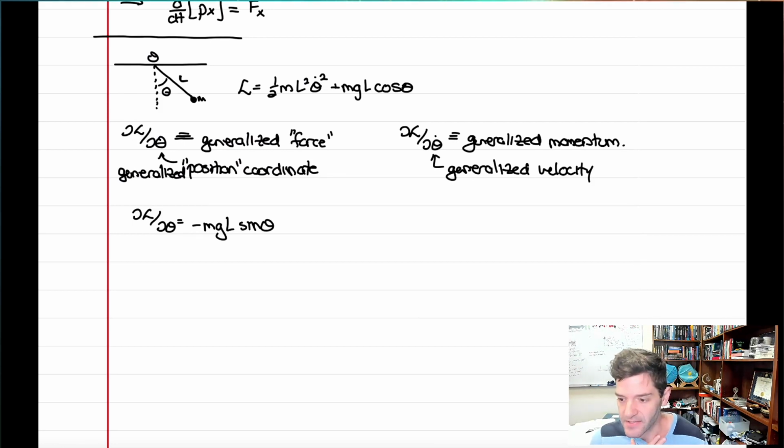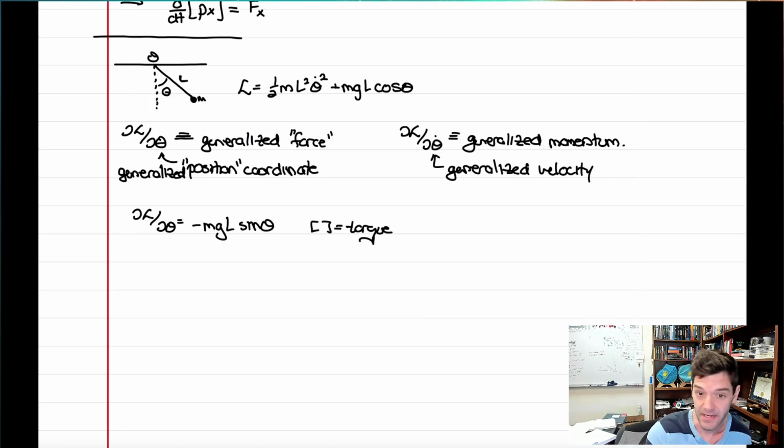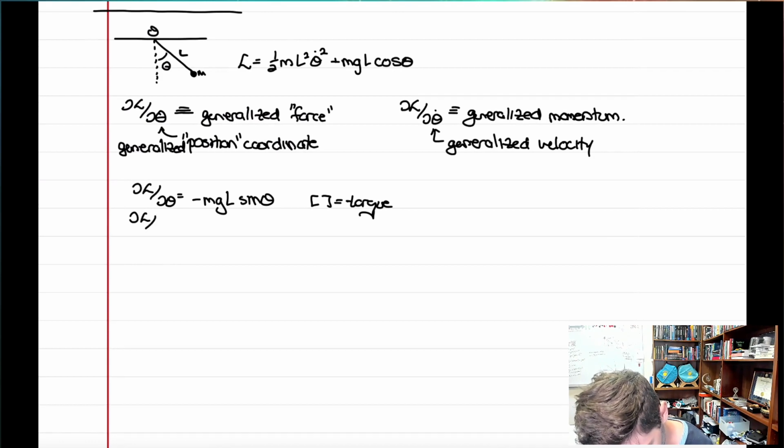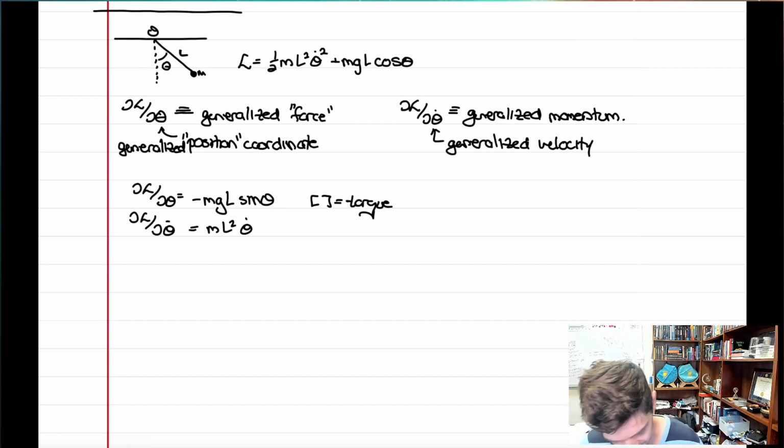This I'm calling a generalized force. But notice it has units of torque in this case. This is what we actually would have written down for the torque on the pendulum. If we did this using a force analysis, this is the torque. And then when I take the partial with respect to theta dot, it looks like I get ml squared theta dot, and that kind of looks like an angular momentum. So it has units of angular momentum, not regular momentum.